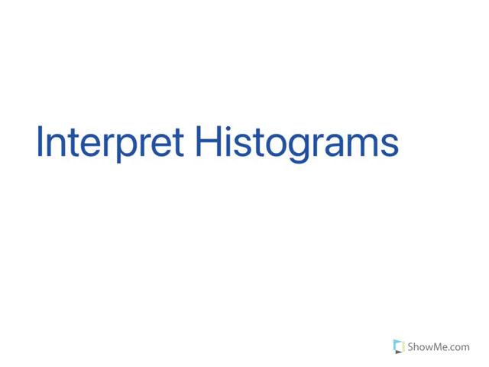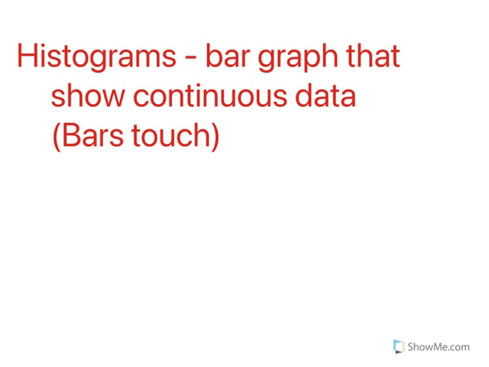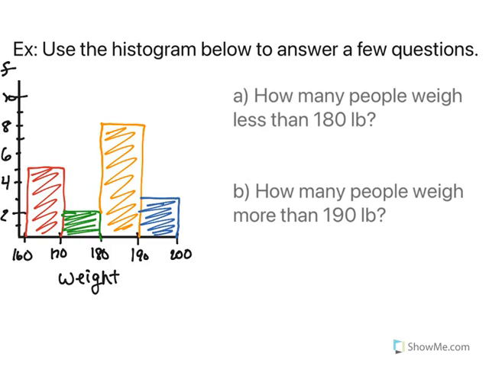Let's interpret some histograms. Now, histograms are bar graphs that show continuous data. And we know it's continuous data because the bars actually touch. But we can use these bar graphs or these histograms to show and give us data. So do we know how to read these? We're going to use the histogram given here on the left to answer a few questions.